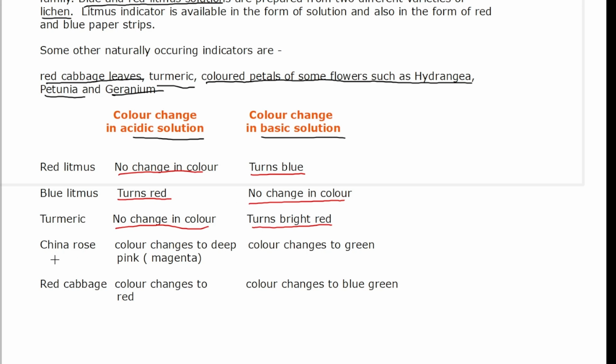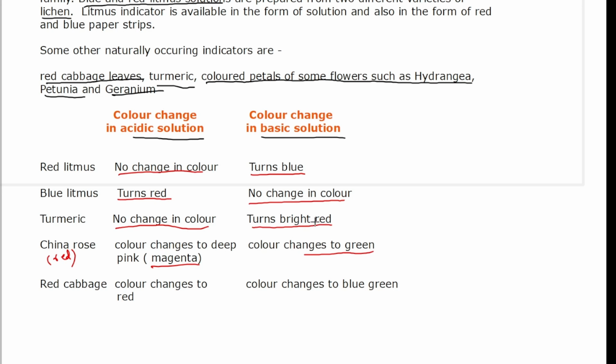Then China rose. We can prepare the China rose indicator by soaking some petals of China rose in warm water for 2 or 3 hours. We will get the solution of China rose indicator. Actually, it is red in color. When you test it with the acidic solution, the color will change to deep pink, that is magenta color. And when you test it with the basic solution, this China rose indicator will change to green color.